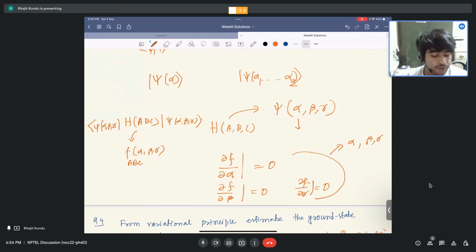How do we know which physical quantity is related to these parameters, this alpha, beta? So okay, now when you have obtained the solution, yeah.